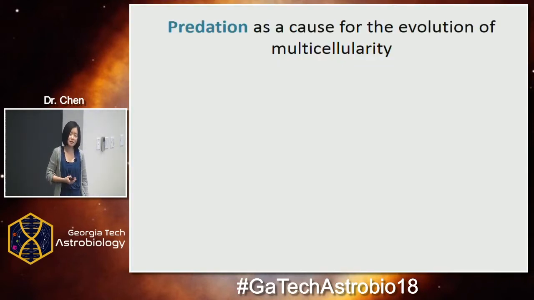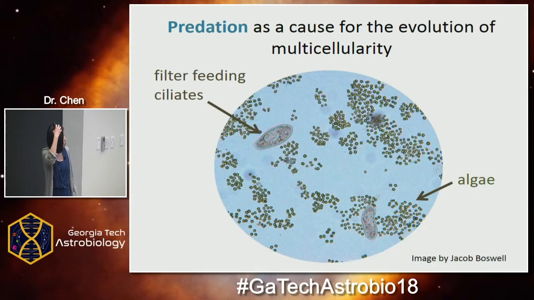Among the possible selective pressures that might generate multicellularity, predation has long been hypothesized as a major cause, because it favors bigger size, such as groups of cells over single cells. So here's a picture of ciliates and algae. Those filter-feeding ciliates are also unicellular. They can feed on those single-cell algae. However, if we continuously expose those algae to ciliates, that will generate the selective pressure to make them become bigger or form multicellular structures.